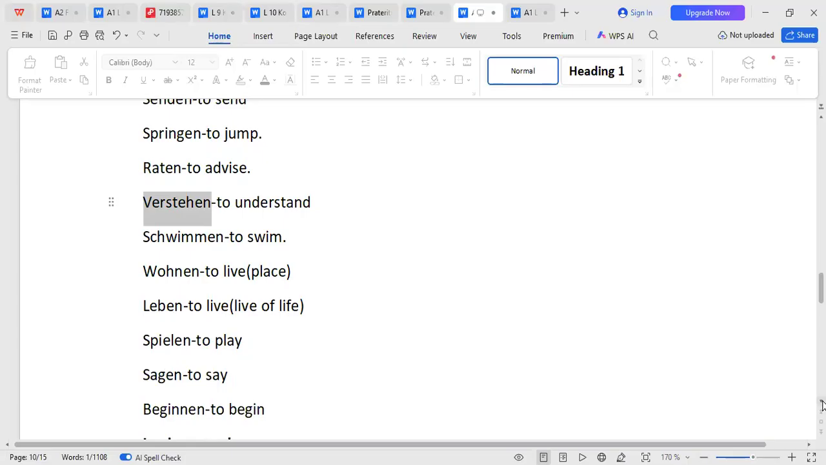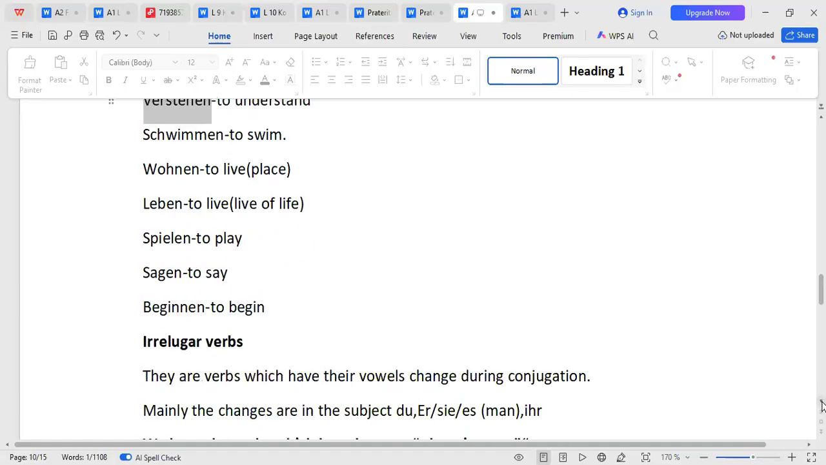You can try and conjugate wohnen. You can just screenshot and try to conjugate these ones in your free time, the ones that are displayed on the screen. We have beginnen, which is to begin, and so on and so on.